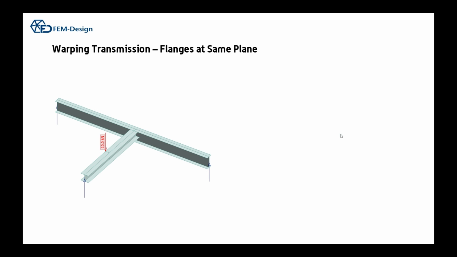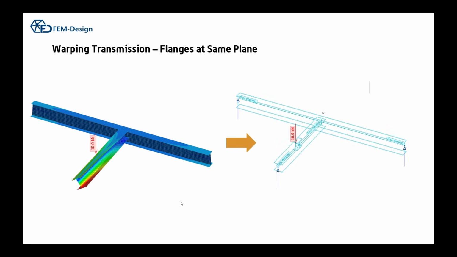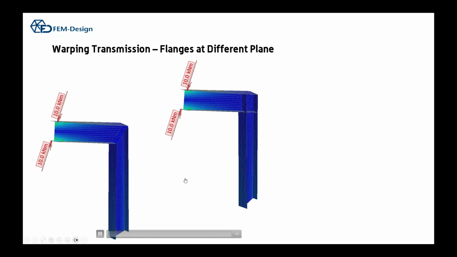So what about the case where you have different height beams? You have a really high main member and a really low secondary member. Now if we twist it, there's hardly anything happening in the main member. The reason is that only the top flange is connected, so the bi-moment, which is like two bending moments on the flanges, cannot transmit. So it's probably better to model it as free warping, so the lateral torsional capacity of this beam is not too high. Very minor warping in the main member.